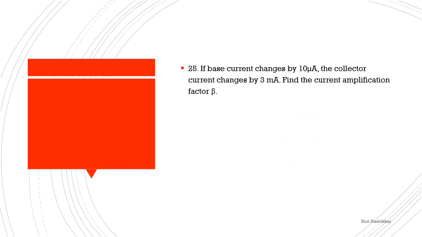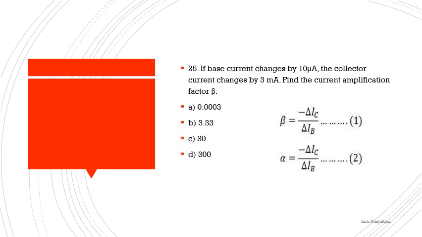If base current changes by 10 microampere, the collector current changes by 3 milliampere. Find the current amplification factor. The formula of the current amplification factor is beta equals delta IC upon delta IB. Just put the values and you will get the answer. So option D is the correct one, 300.